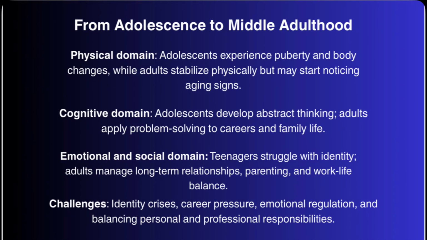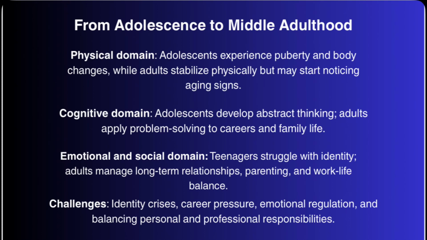From middle childhood to adolescence. Adolescence, roughly ages 12 to 18, is marked by puberty, identity exploration, and emotional fluctuations. Physically, teens experience rapid growth and hormonal changes. Cognitively, they develop abstract thinking and moral reasoning. Socially, peer approval and romantic relationships gain significance.